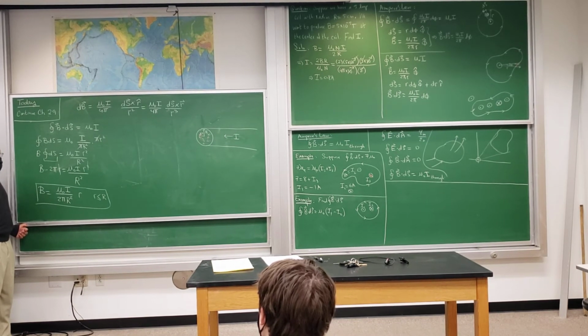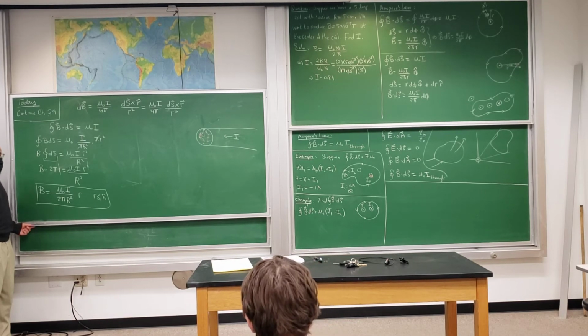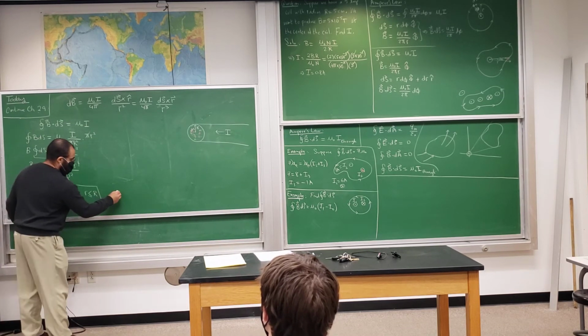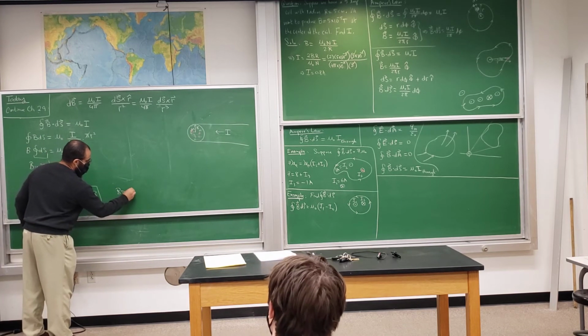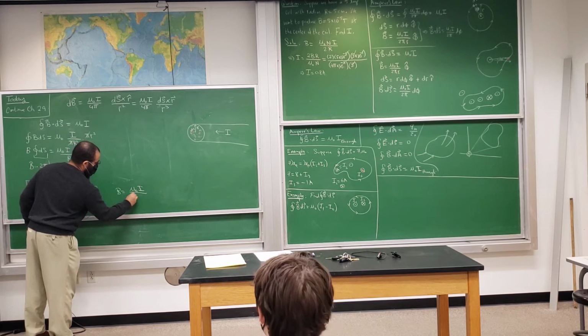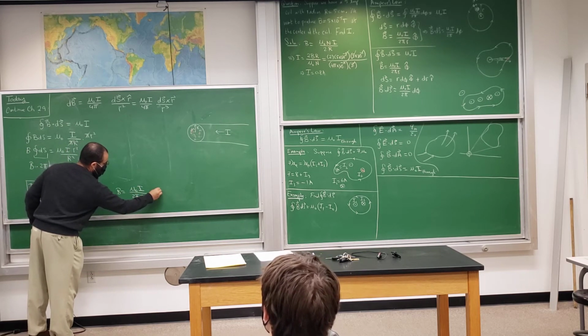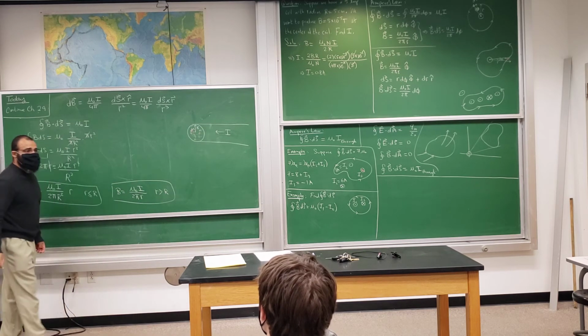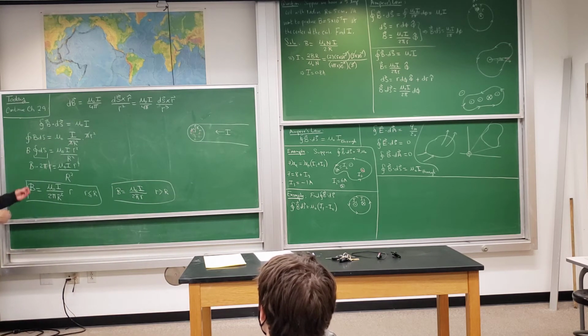Now, when you go outside, when little r is greater than capital R, it just becomes like a wire. So B would be equal to mu naught I over 2 pi little r, for little r greater than capital R, because then it's just a wire carrying a current.